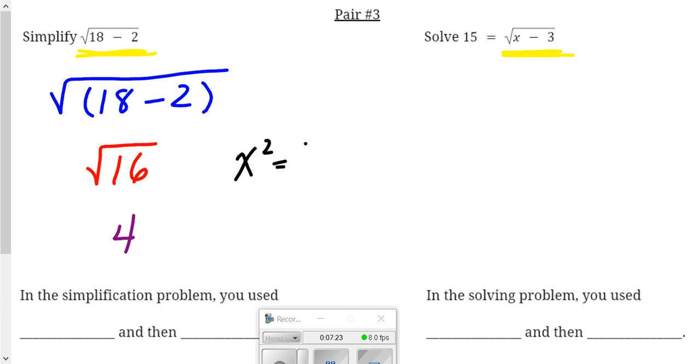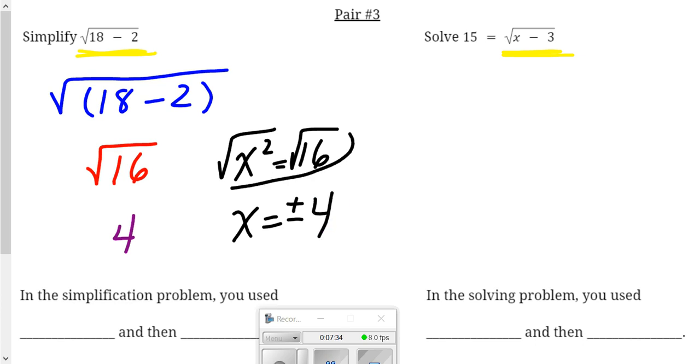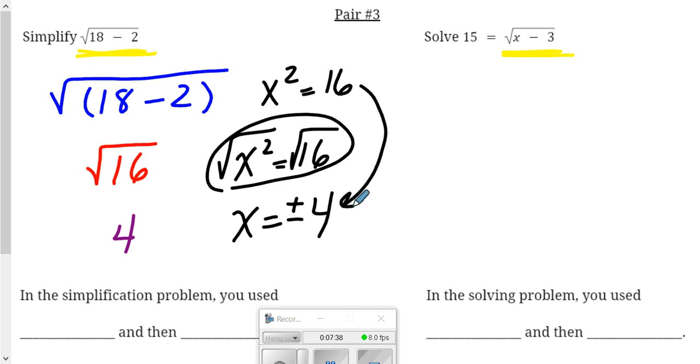X squared equal to 16 would lead to square rooting both sides, which would lead to x being equal to positive or negative root 16, which is 4. So having this situation that started out as an algebra problem is what leads to two solutions, right? Something squared is 16. 4 times 4 is 16. Also, negative 4 times negative 4 is 16. But a square root of 16 is just the number 4, okay?